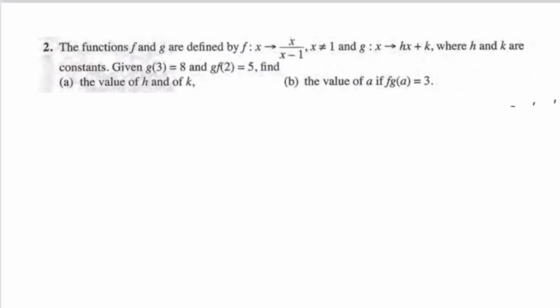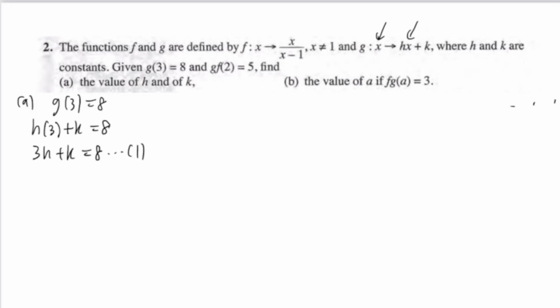Okay, in question number 2, we have function f and g. They are defined by f(x) equals x over x minus 1 and g(x) is hx plus k. So you're given g(3) is 8. So maybe we start off by using this. g(3) equals 8. That means we put 3 inside your g here. So it's going to look like this: h times 3 plus k. The result is 8. So we can write 3h plus k equals 8, and we call this equation 1.